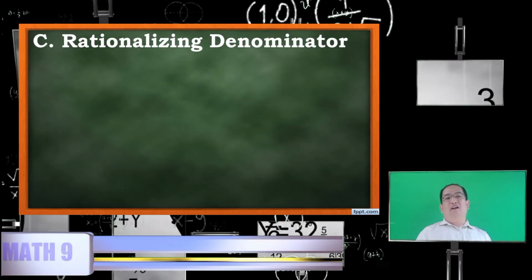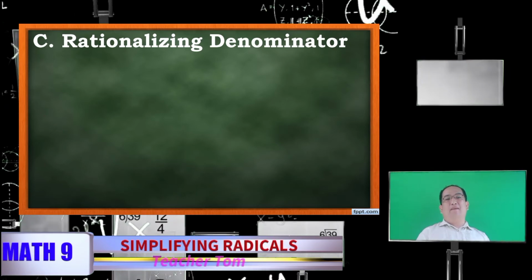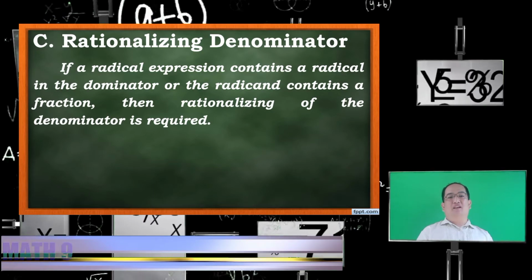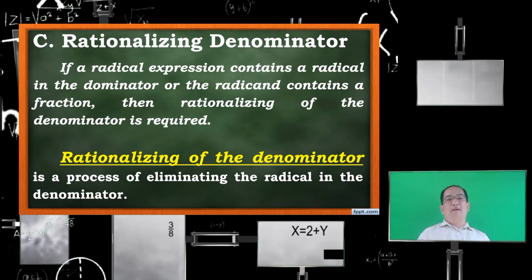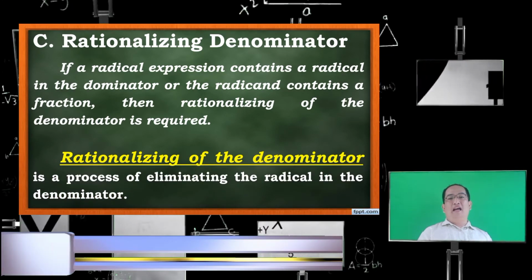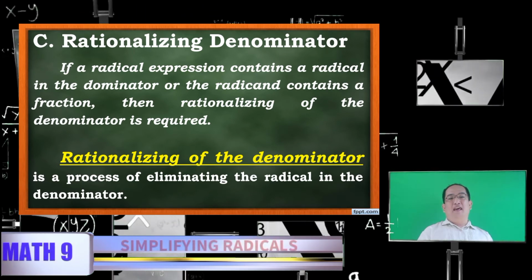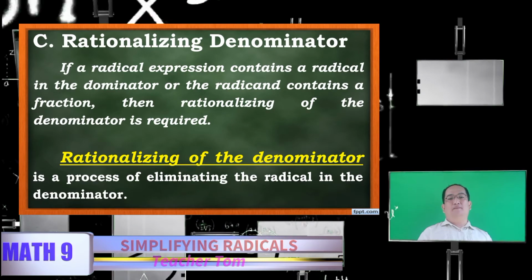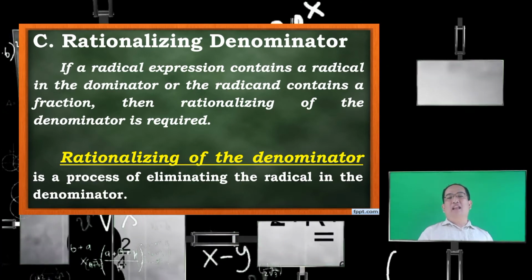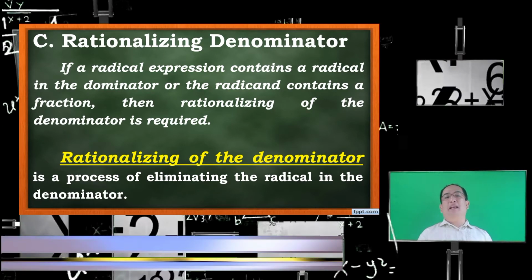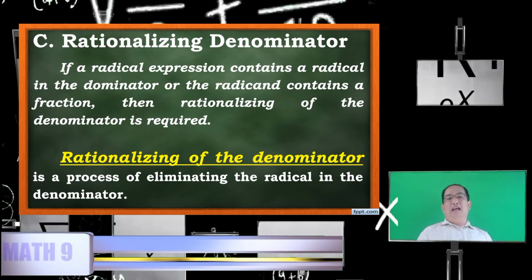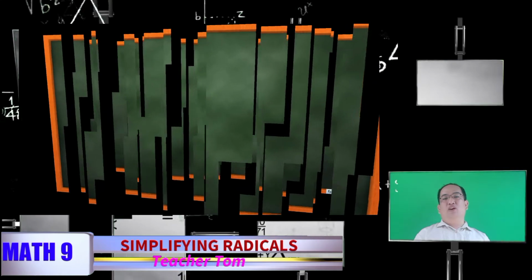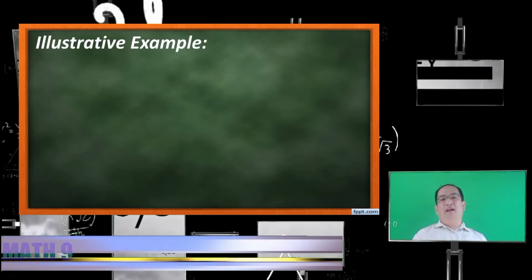How about rationalizing the denominator? If a radical expression contains a radical in the denominator, or the radicand contains a fraction, then rationalizing of the denominator is required. Rationalizing of the denominator is a process of eliminating the radical in the denominator. Let's take a look at example number 1.